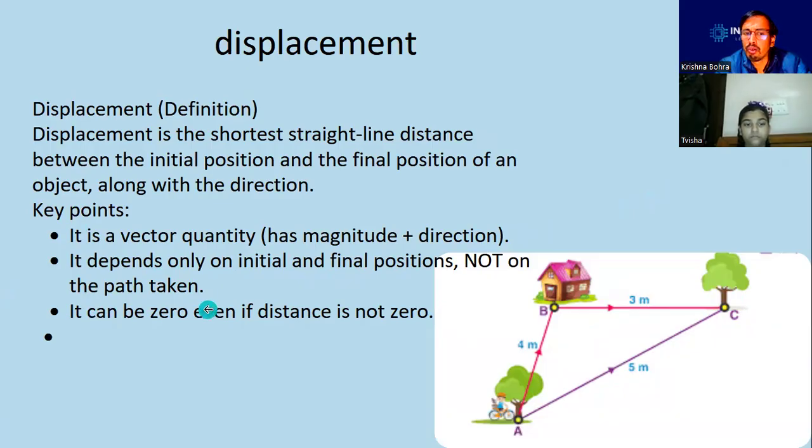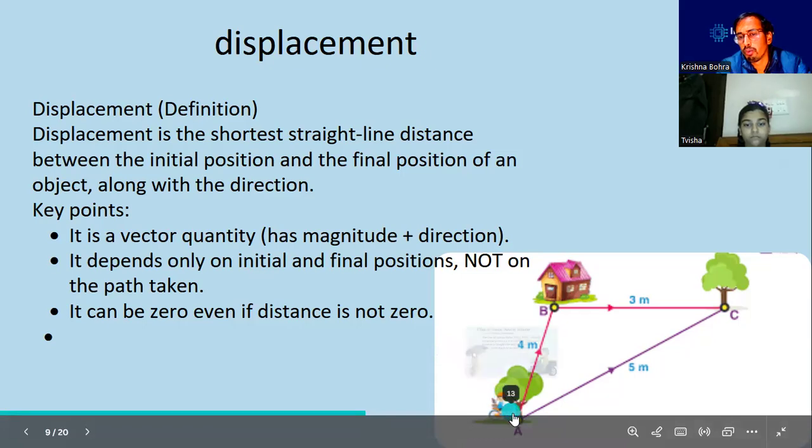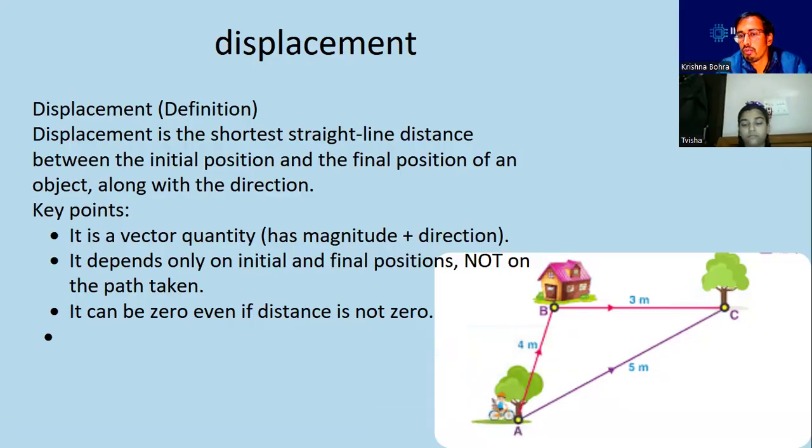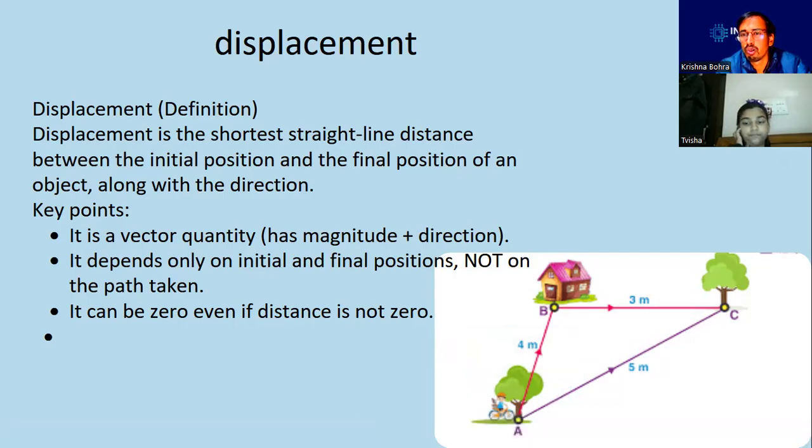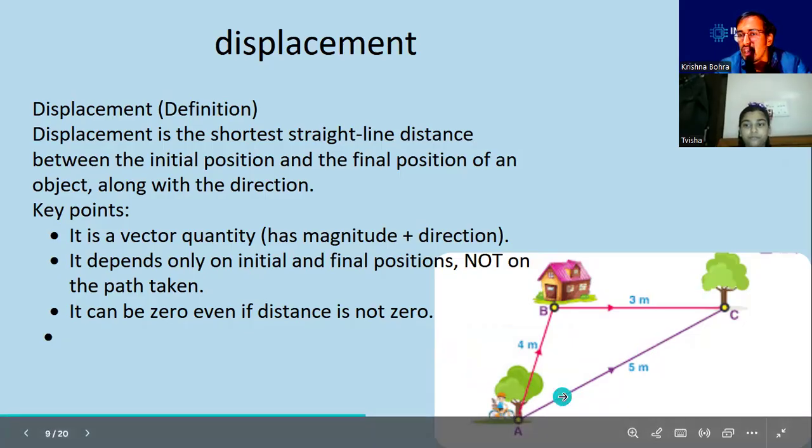And it can be 0 even if the distance is not 0. Let's understand how it can be 0. Suppose you traveled from A to C, 5 meters, and then you travel from C to A, again 5 meters, a total of 10 meters, right? So the distance you travel is 10 meters.